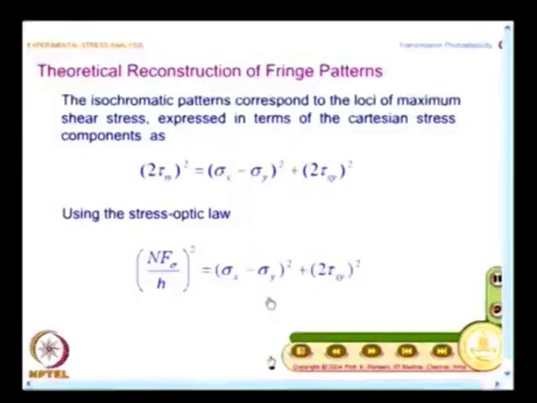Suppose I look at this expression, I have N F sigma by h whole squared equal to sigma x minus sigma y whole squared plus 2 tau xy whole squared. I have sigma x as a function of x comma y, sigma y as a function of x comma y, and if you really plug in those values, invariably this will be a nonlinear equation. And if you have a nonlinear equation, when I want to estimate x comma y for a given value of fringe order N, it becomes iterative.